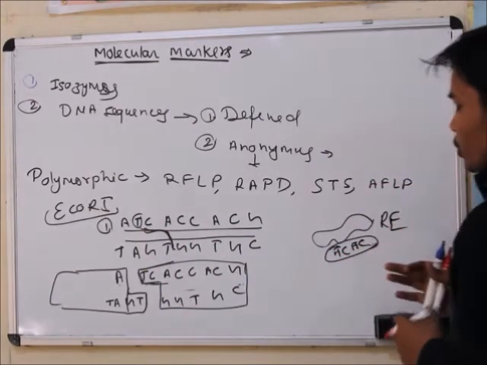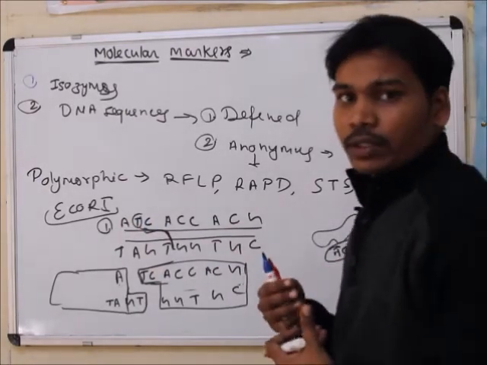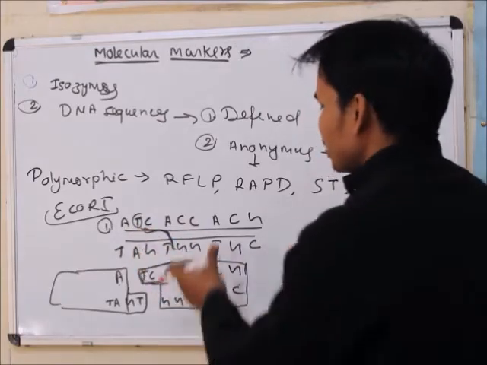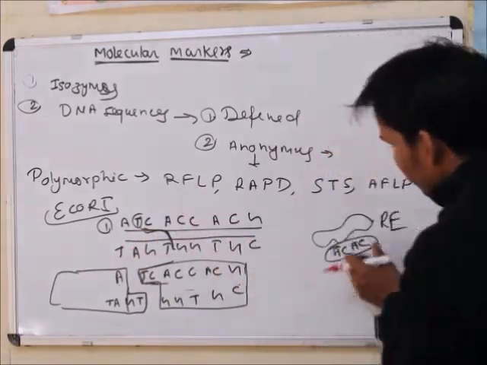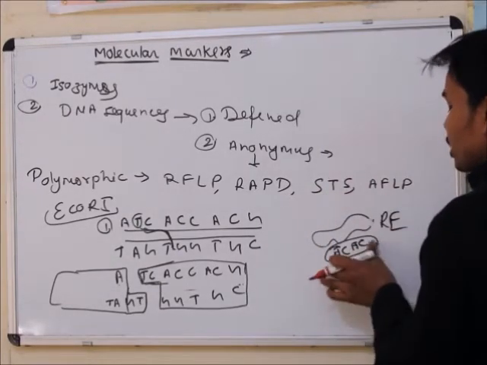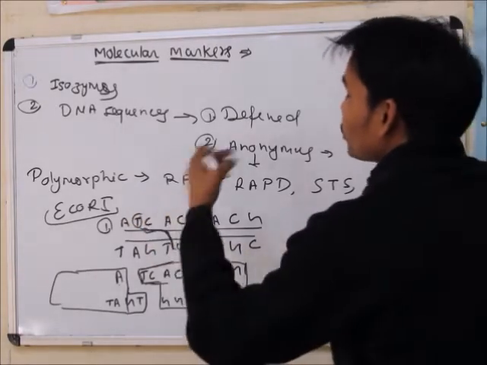Okay, so the sequences in our genomes become very long, very big. That's not a limited sequence. Many sequences are found in many positions. Where that sequence is found, the restriction endonuclease cuts at that sequence.